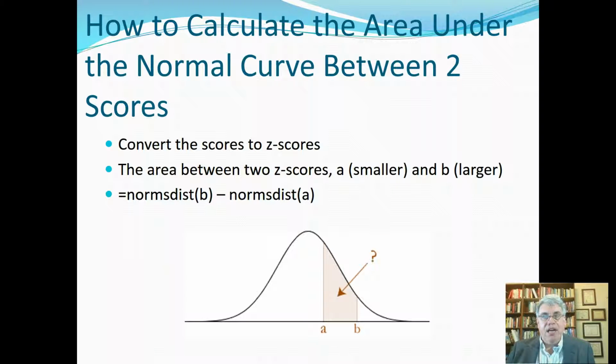Let's look at how we can calculate the area under the normal curve that's between two scores. For example, here we've got two scores, A and B. So it looks like both A and B are above average because they're to the right of the mode, or the average, of the symmetrical bell curve.